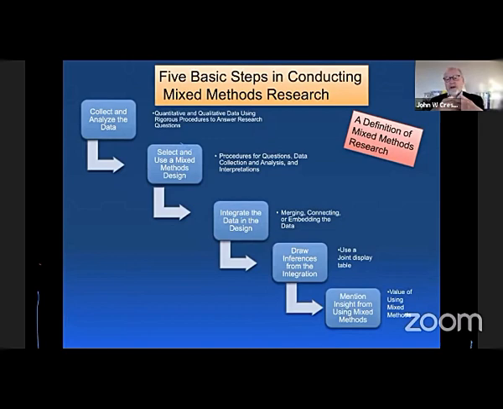And then we also draw from these inferences insight beyond what we learned from just our quantitative and qualitative data. So as my colleague at Michigan, Professor Mike Fetters, says, 1 + 1 = 3. Quantitative plus qualitative equals 3. It's more than just 2. You have added insight.